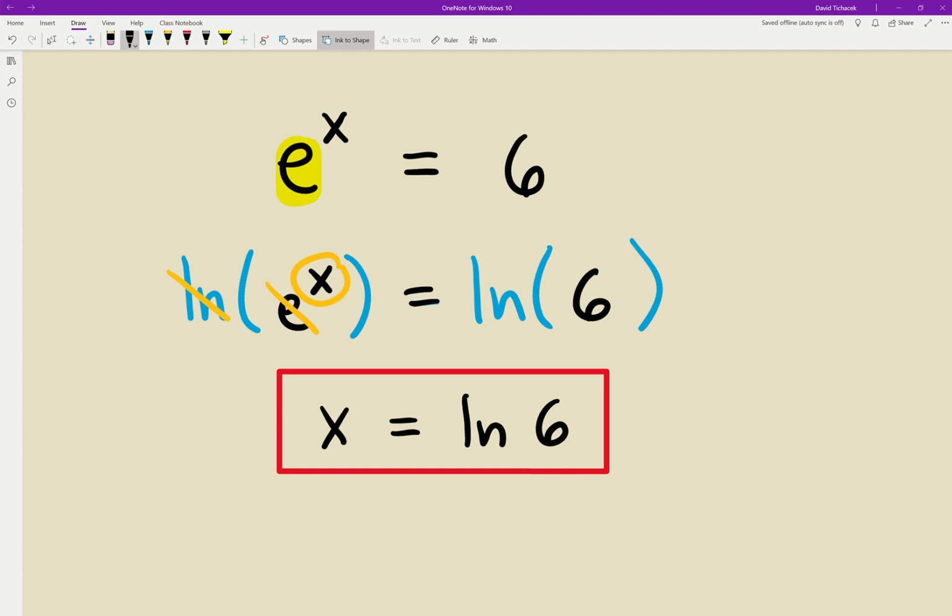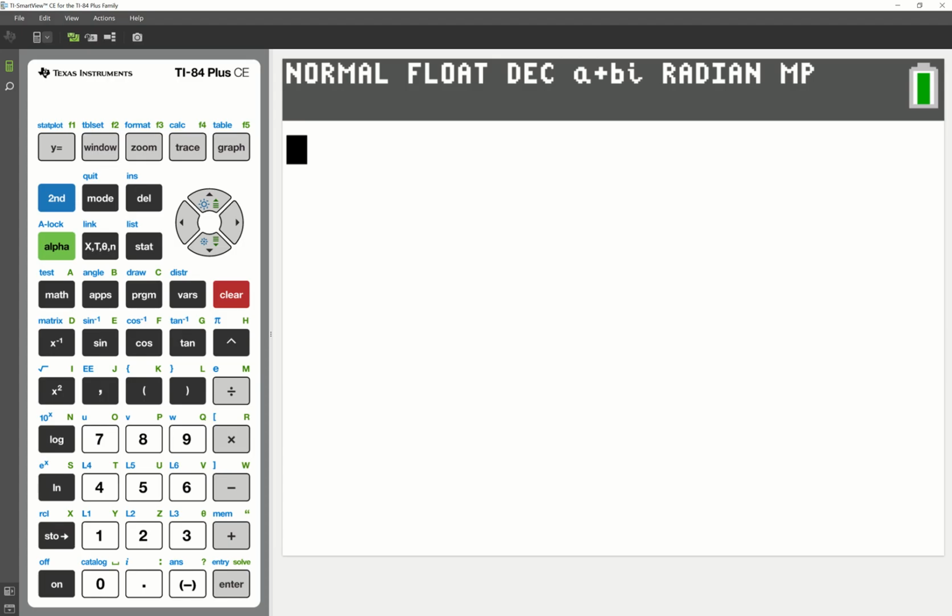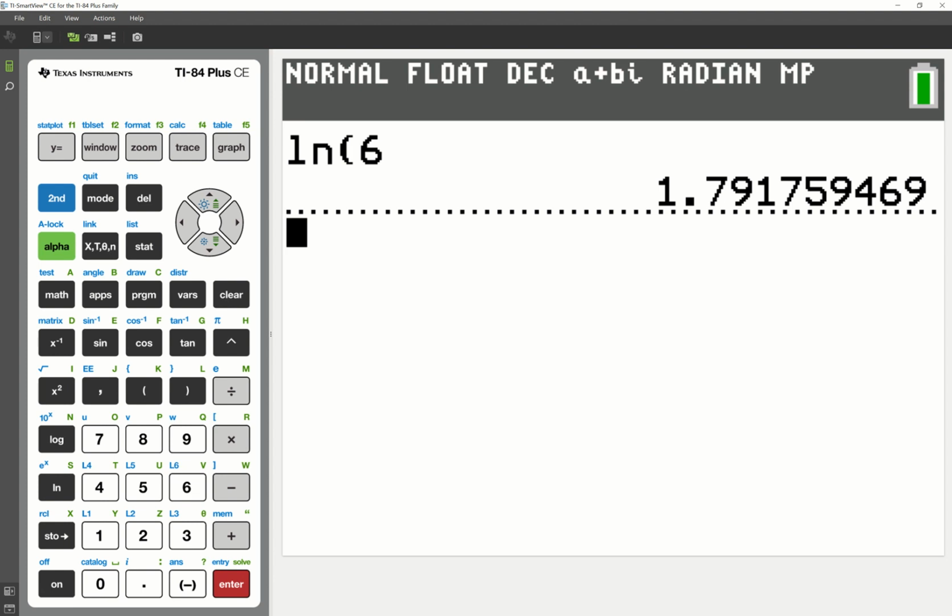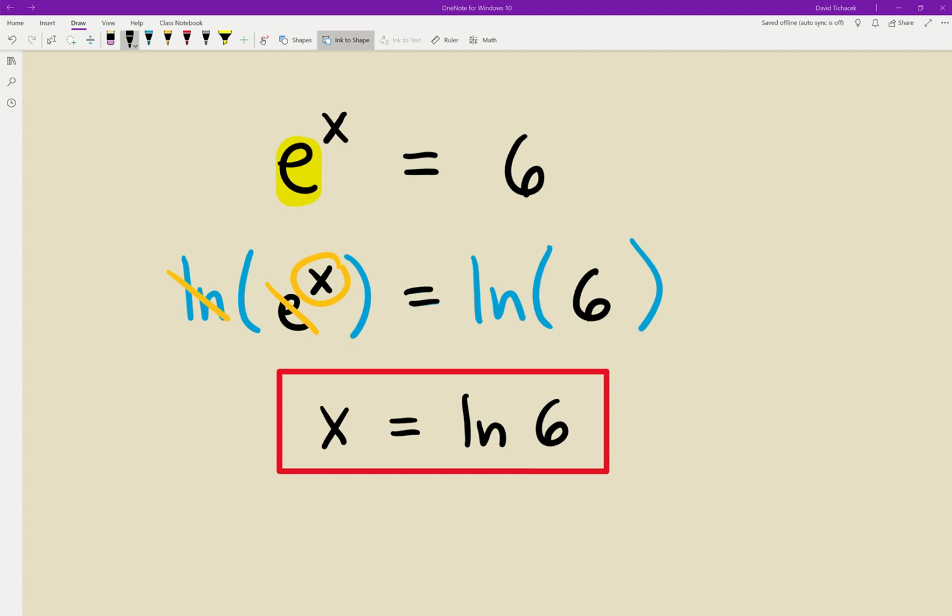But if we wanted to go ahead and get a decimal approximation for this, to just kind of get a feel for what the value of that number is, then we can go ahead and reach for the calculator. Remember that your natural log button is to the left of your number 4 key down below. We're just going to type in the natural log of 6, and it's going to give us this irrational number here. We're going to round this to 3 decimal places, so that's going to be 1.792.